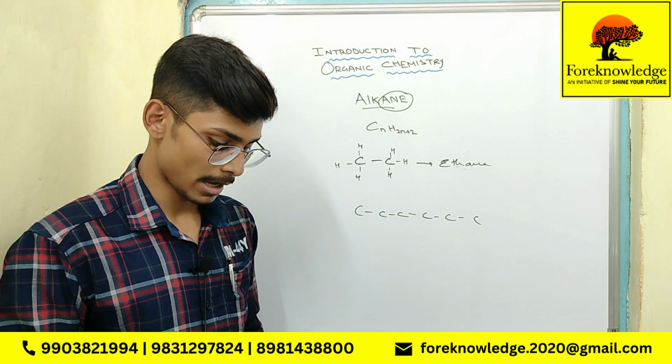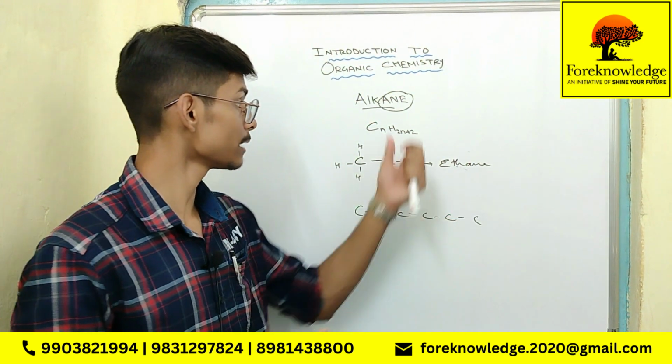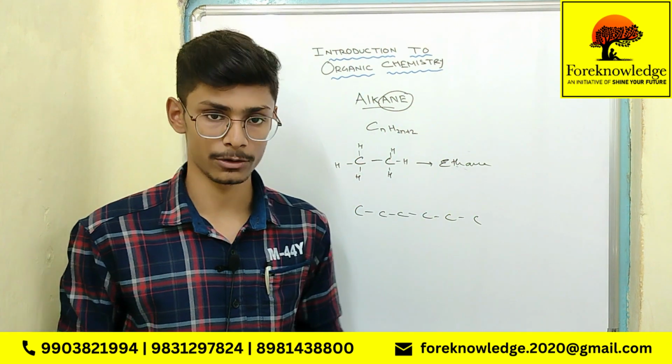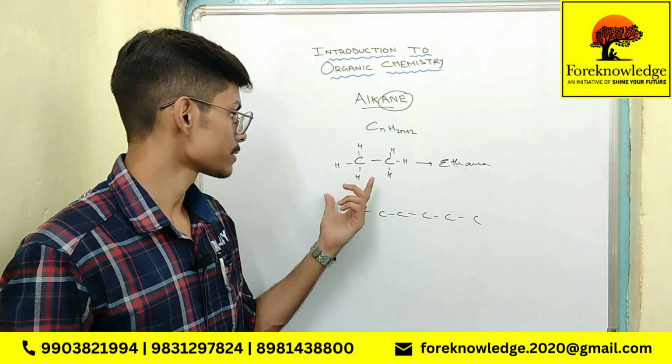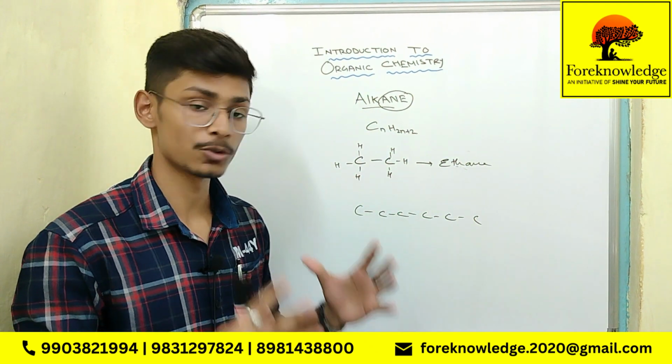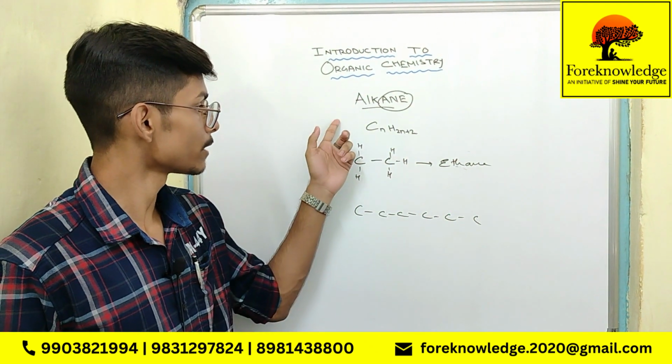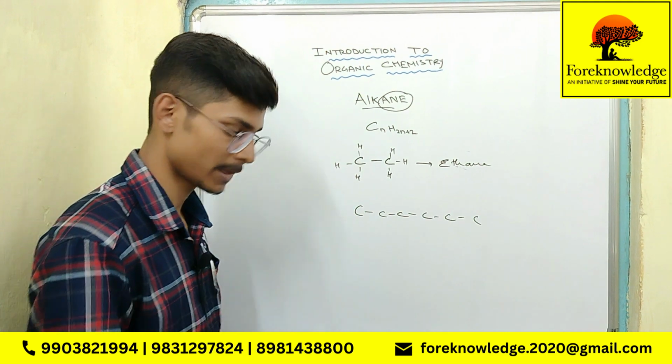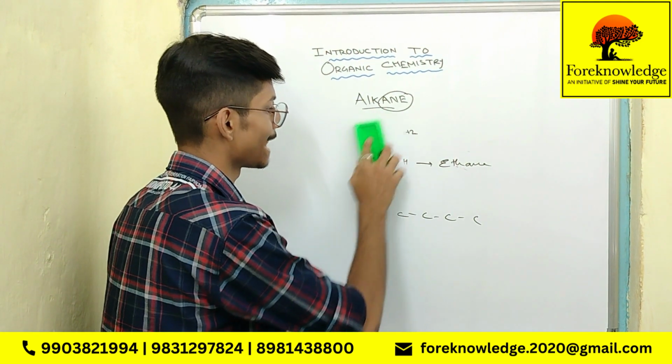Now I will tell you one more thing about alkane. It is known as a saturated hydrocarbon, because the carbon has no more bonds to form. It's completely saturated, so it is known as a saturated hydrocarbon. Now I am moving on to alkene.